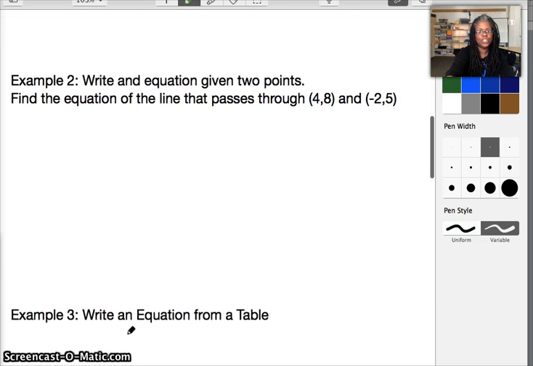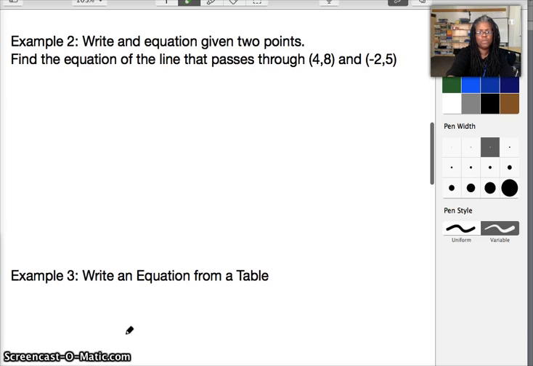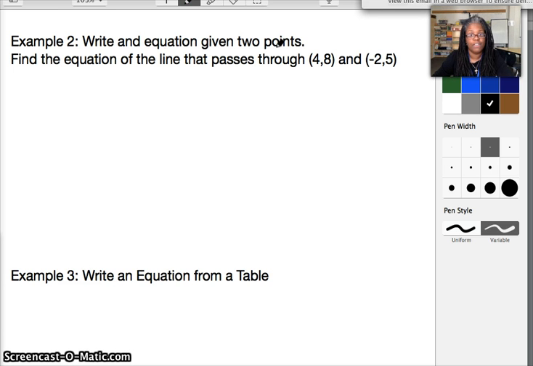So example 2, that felt like 2 examples, but it had 2 parts. Example 2 is giving us less information. They're saying write an equation given 2 points. Find the equation of the line that passes through (4, 8) and (-2, 5). So right now you're like, I don't know what to do. You didn't give me a slope. You didn't give me the y-intercept. I don't know what to do.